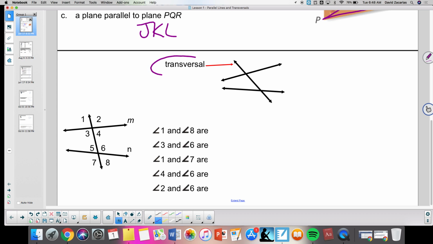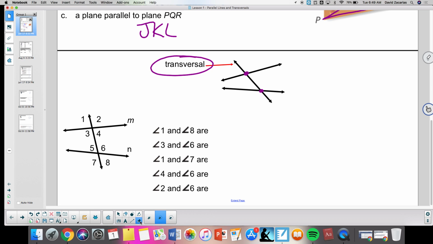Here again, keyword, transversal. Notice it's a line that intersects two other lines at two different points. Now when you have a line that's intersecting two other lines at two different points, there are 8 angles that get created. Now with these 8 angles, there are certain classifications of these angles in regards to their location to each other. And so there's specific names for them.